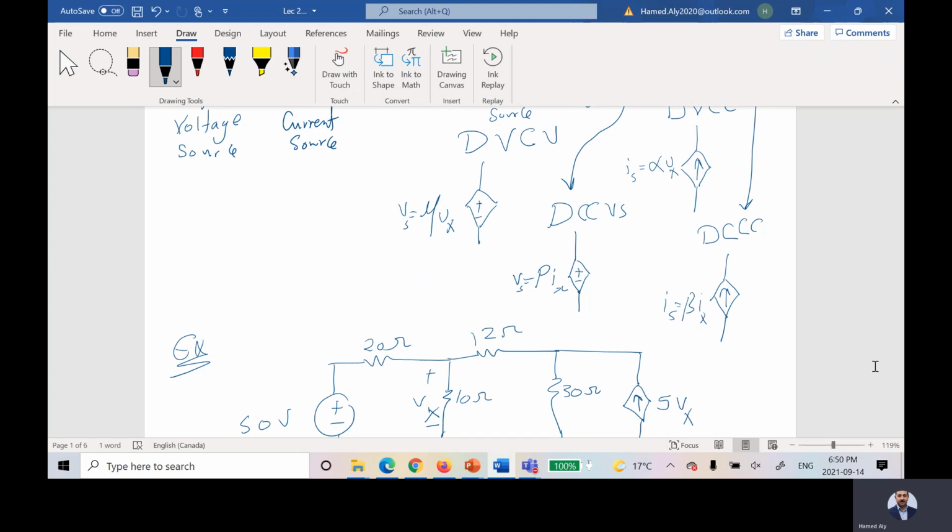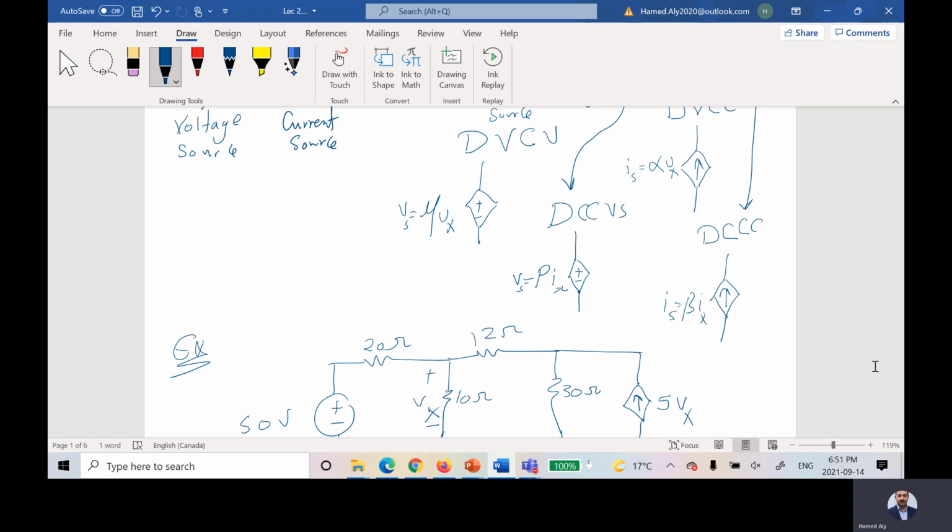Is that a multiplier? Yes, 5 Vx. For example, the voltage for that branch is named Vx. So the voltage source will have a current value which is equal to 5 times that voltage.